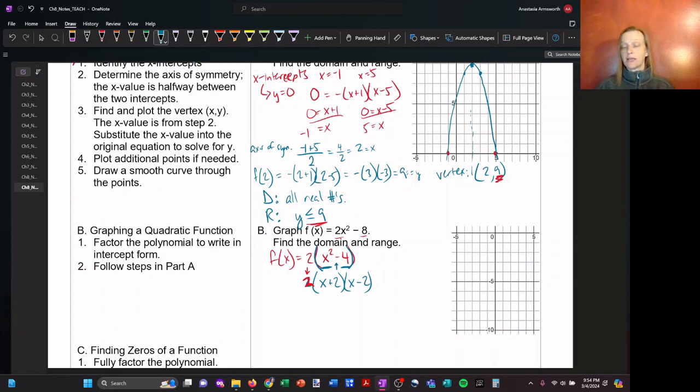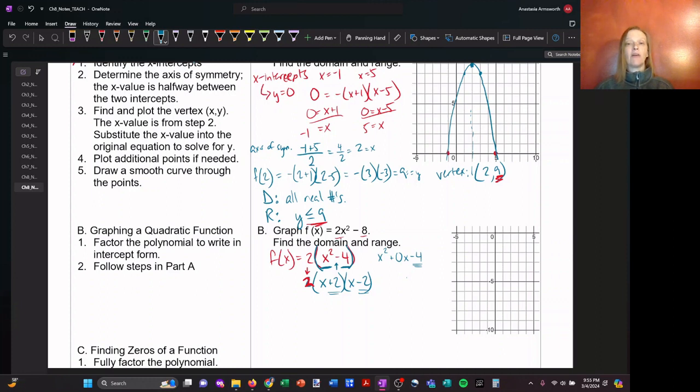Now, if you don't recognize the special pattern, you might need to look at this as being x squared plus 0x minus 4. And you're thinking about the factors of negative 4 that add up to 0. And if you think about the factors of negative 4 that add up to 0, that would be positive 2 times negative 2. And so that's where the positive 2 and the negative 2 come from.